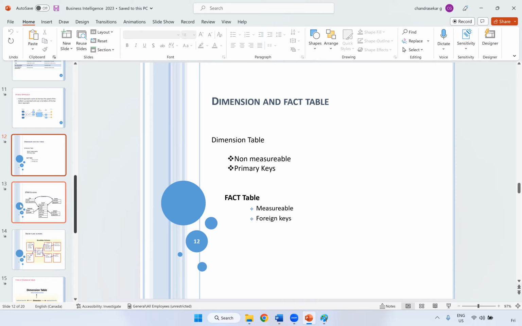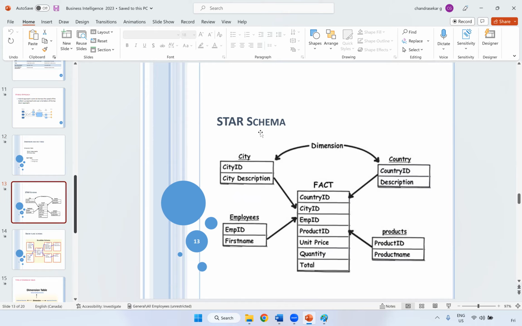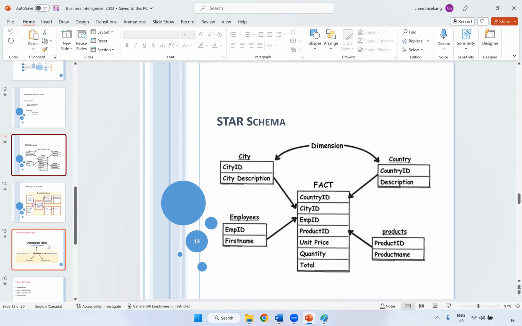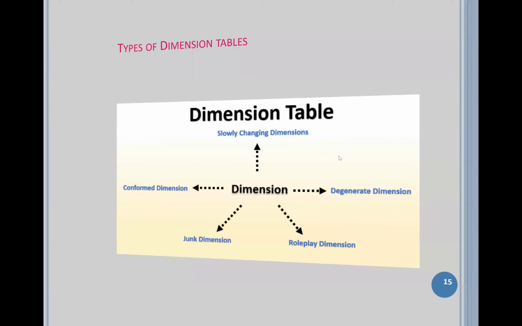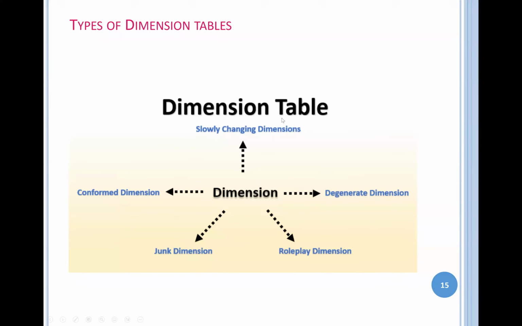Okay, so we do have two types of tables, right? Schemas, mostly star schema and snowflake schema. That's what we have seen. And we do have different types of dimensions. Out of all the dimensions, we have slowly changing dimensions, degenerate dimensions, role-playing dimensions, junk dimensions, and conformed dimensions. These are all the different types of dimension tables available in real-time projects.